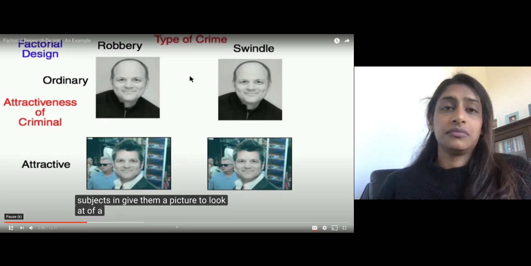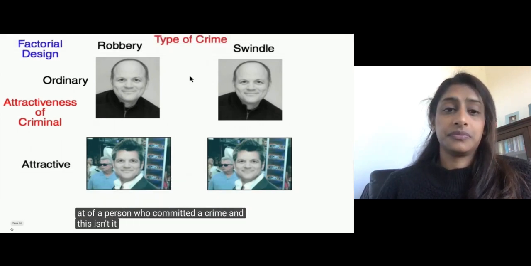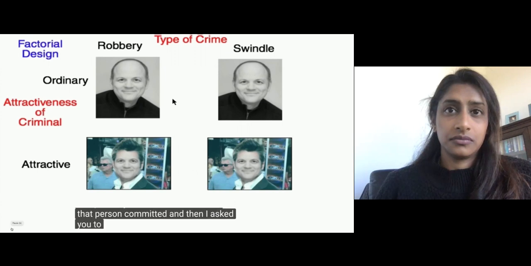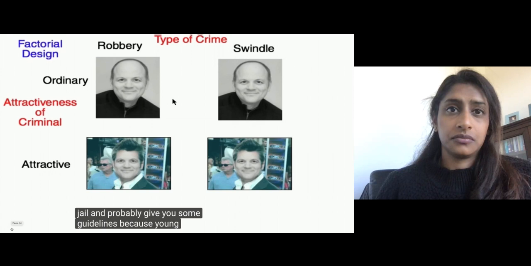Give them a picture to look at of a person who committed a crime. And this is a between subjects design, so you don't know that there are 4 conditions and 2 different looking people. You just come in, you see one picture, you read about the crime that person committed, and then I ask you to assign a sentence. How long should this person spend in jail? And probably I give you some guidelines because young students may not know what is typical. But within there, I'm sure I'm going to allow students plenty of room to decide on the length of the sentence.